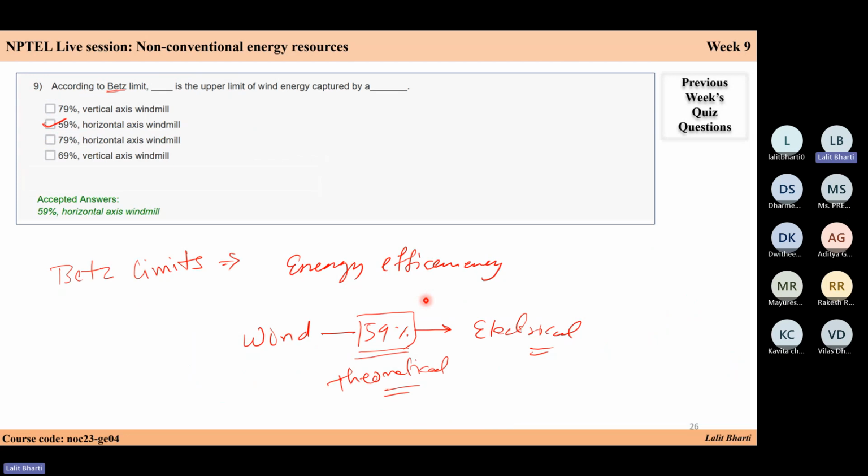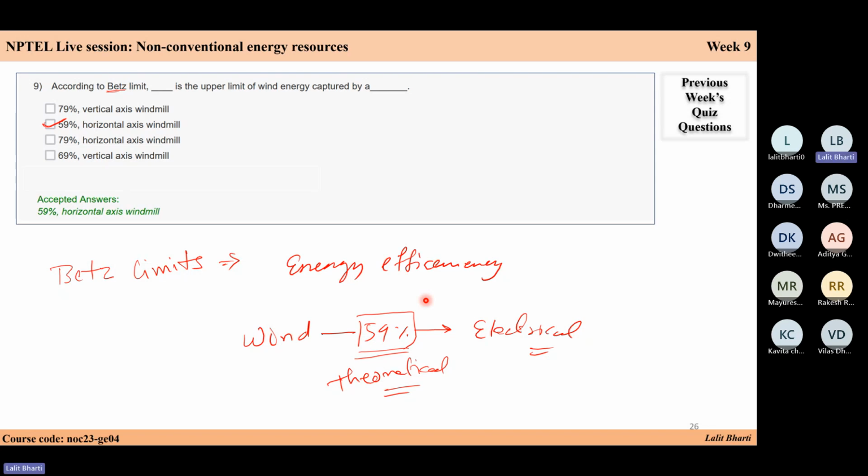Then we have question 9 on the Betz limit. So we know what the Betz limit is. Basically, this is the highest limit for the highest possible energy efficiency for a windmill. Your Betz limit is around 59% for a horizontal axis windmill. So this is the highest theoretical efficiency for a horizontal type windmill to produce energy.